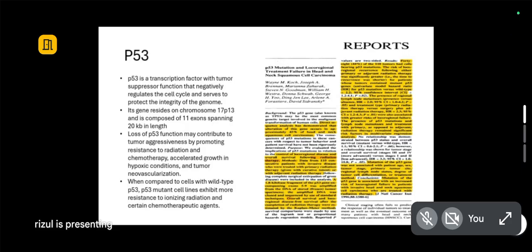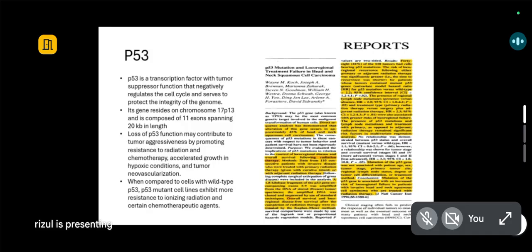There are two variants of P53. One is the wild type variant, and the other is the mutant P53 variant. When compared to cells with wild type P53, mutant cells exhibit more resistance to ionizing radiation and chemotherapeutic agents. There was one paper by Koch et al.